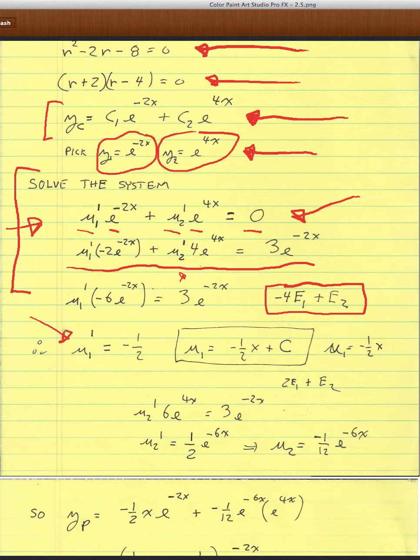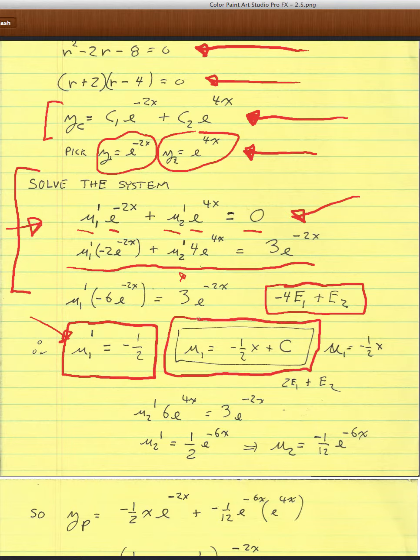So if you solve this for the derivative, you get that u1 prime has to be minus 1/2. Okay, so by integrating both sides with respect to x, you see that u1 has to be equal to minus 1/2 times x plus some constant. So we're going to choose our u1 simply to be equal to minus 1/2 x.